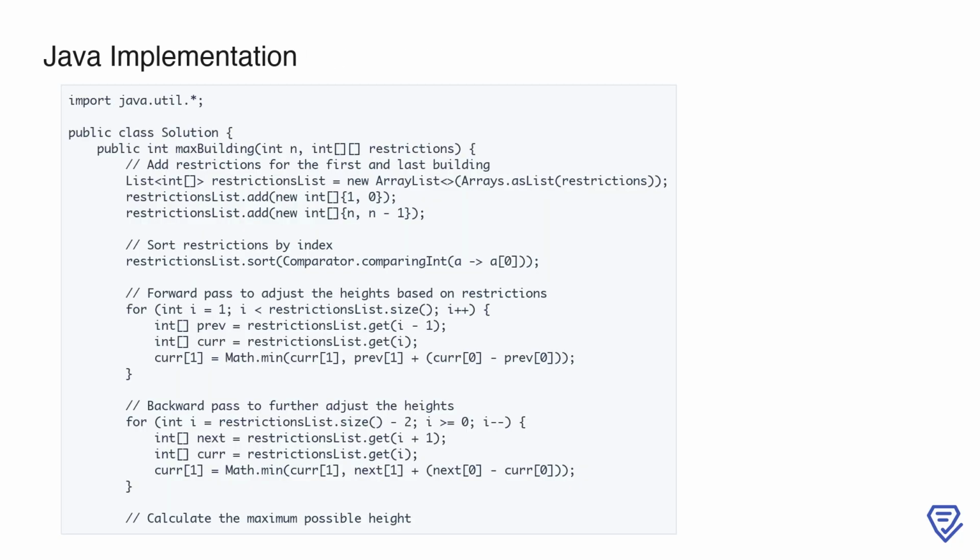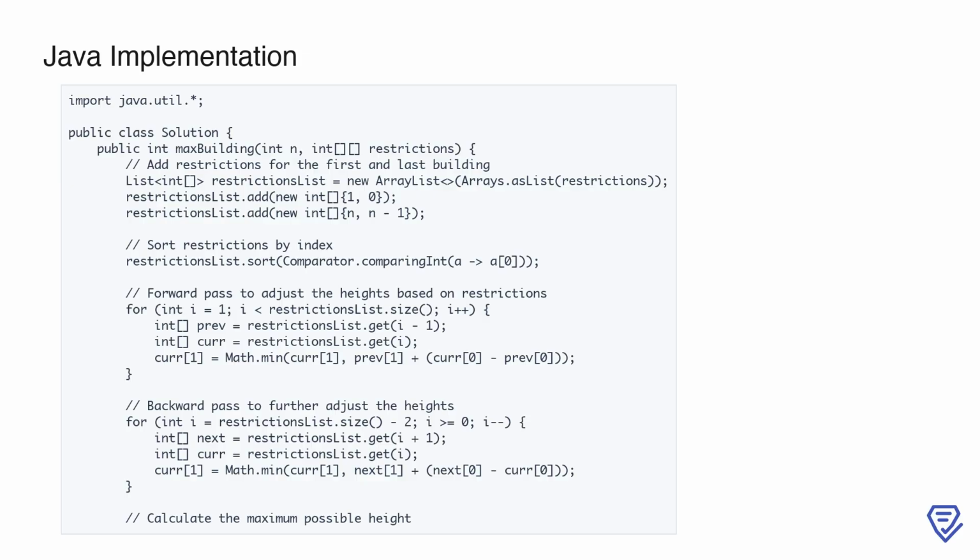Here, we start by importing the necessary libraries and defining our Java solution. The function maxBuilding takes two inputs, the total number of buildings n and an array of restrictions, where each restriction specifies a building index and its maximum allowable height. To simplify the problem, we add two additional restrictions. The first ensures that the height of the first building is 0, and the second ensures that the height of the last building is within the maximum allowable range.